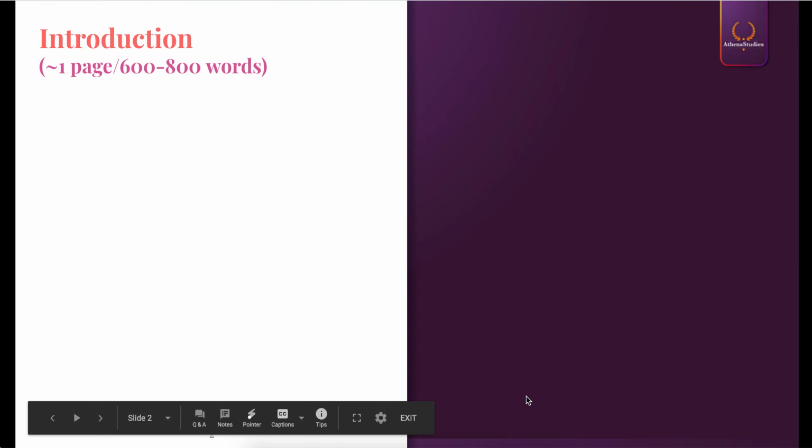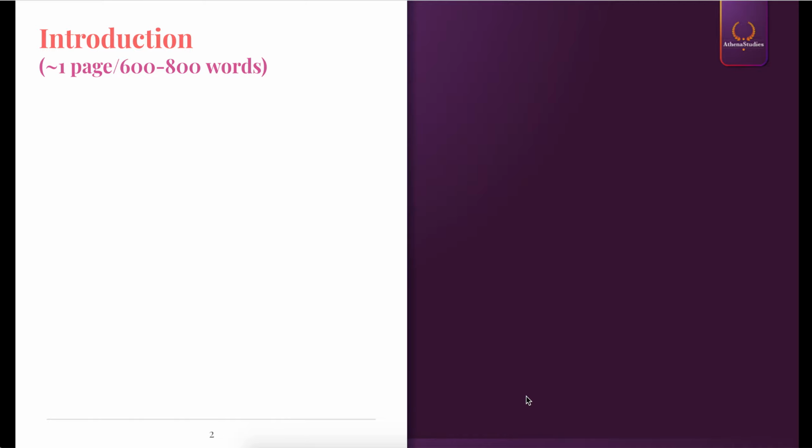First thing about your introduction is that I would recommend it to be about a page or 600 to 800 words, depending on which estimation or guideline you prefer to go by. This is what I would recommend for your introduction, not too many words, so you can save the most of your word count for your theoretical framework and especially your analysis section.